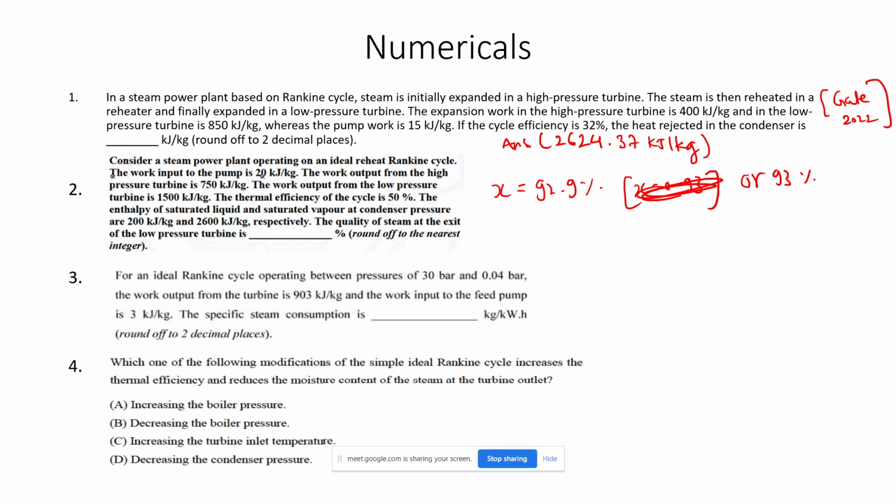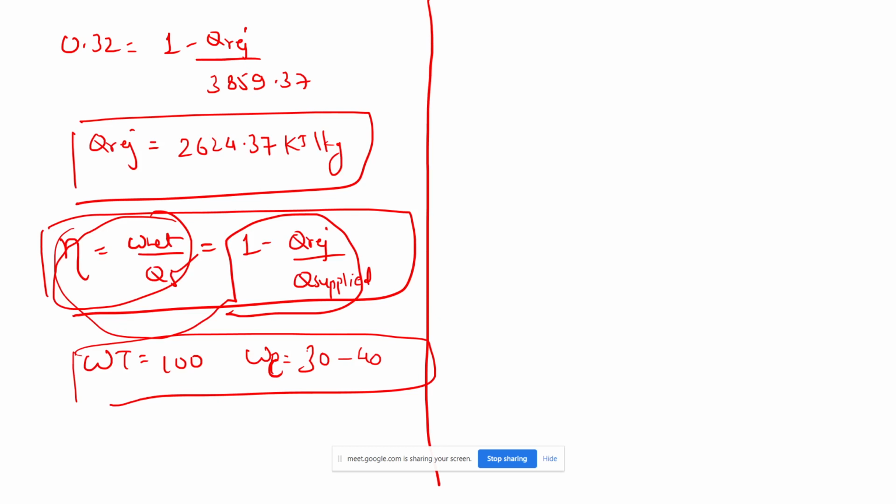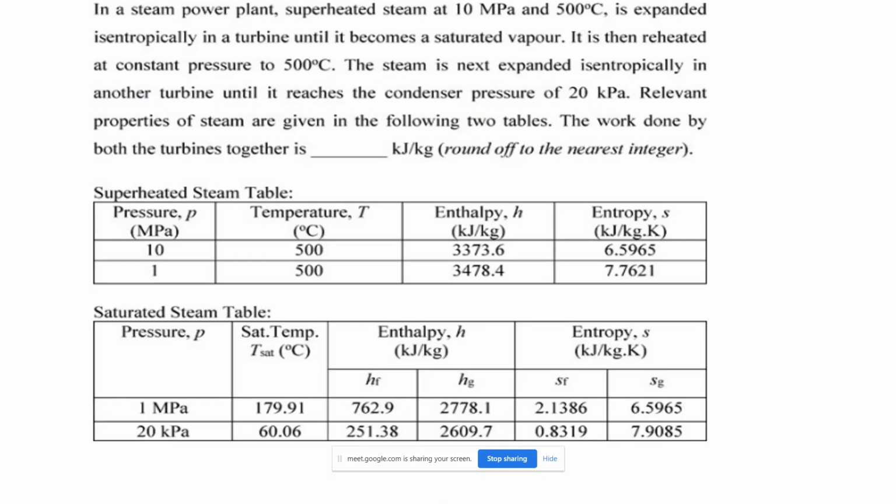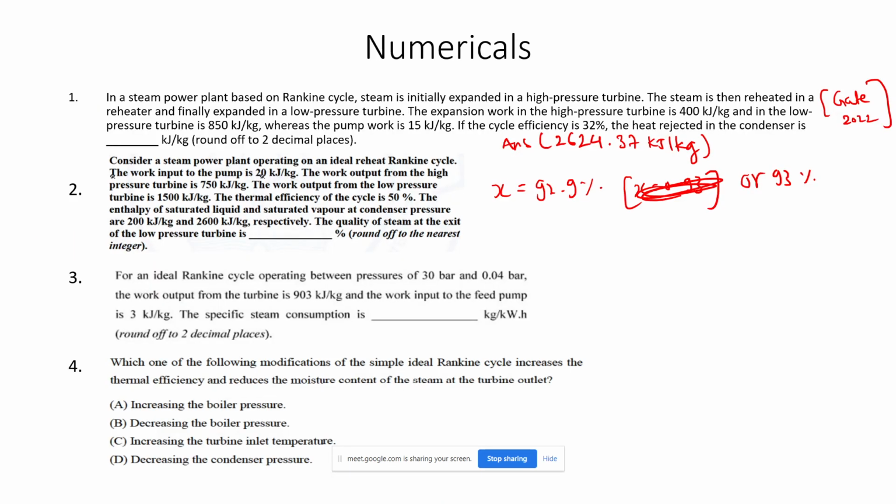Okay, so we'll solve this question now. So what they have given in the question first: a steam power plant operating on an ideal reheat cycle. The work output to the pump, pump work they have given. The work output from the high pressure turbine they have given. The work output from the low pressure turbine they have given. Thermal efficiency they have given.